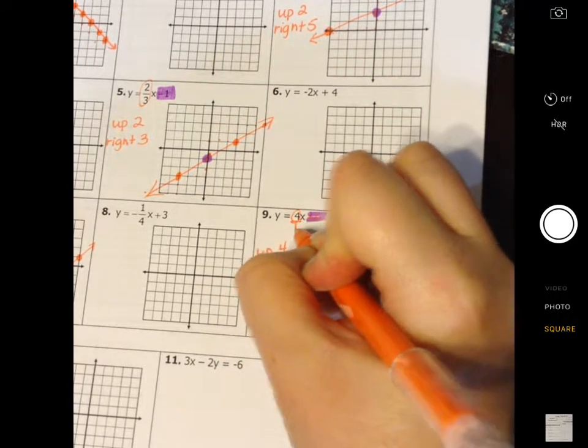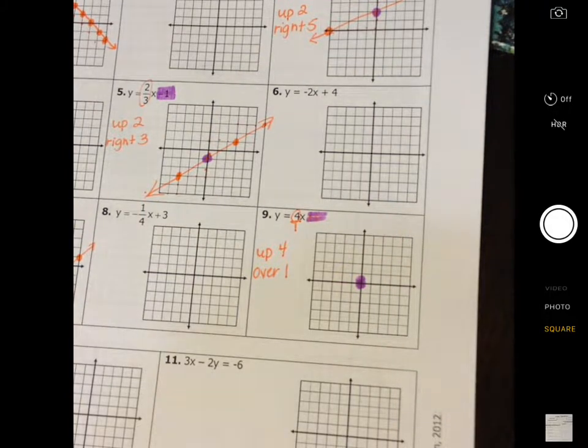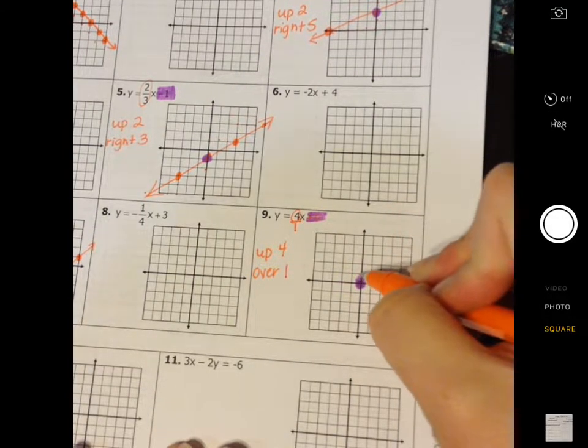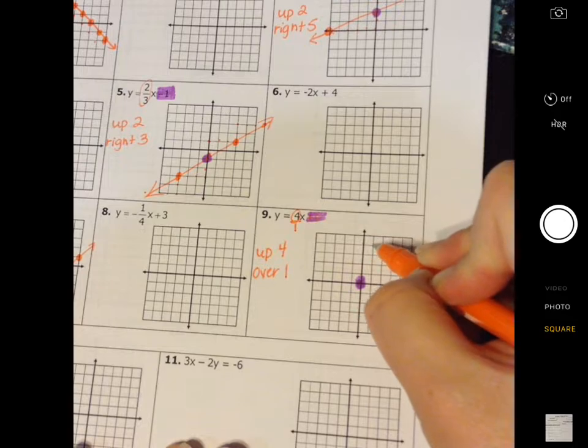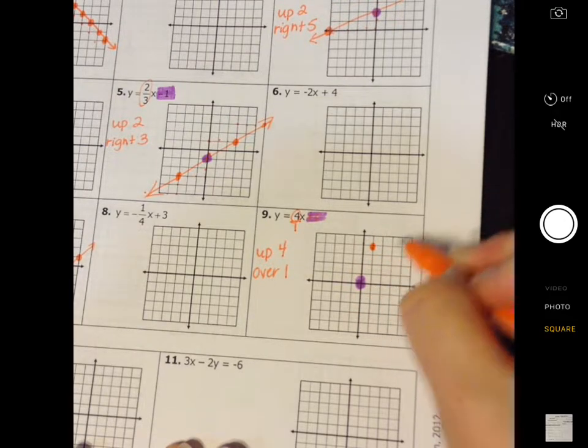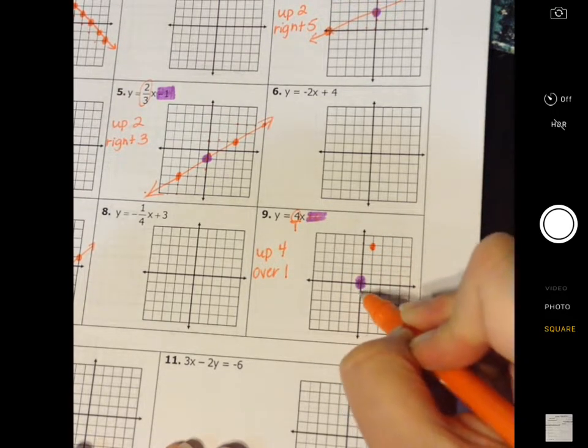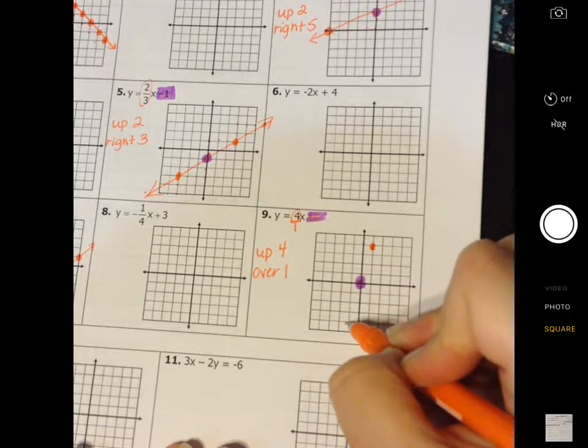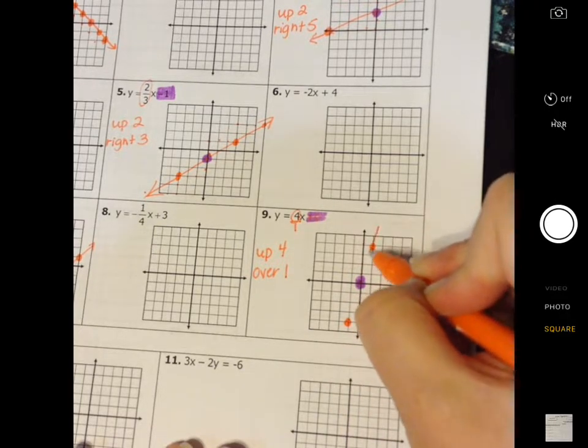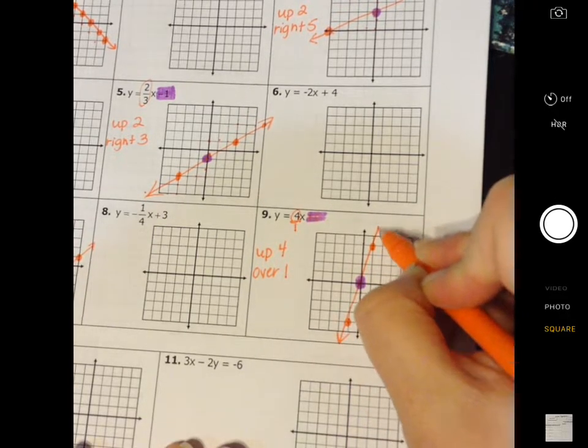Because remember, it needs to be a fraction. So technically it's 4 over 1. Up 1, 2, 3, 4 over 1. No more graph, so go opposite: 1, 2, 3, 4, left 1. That is a steep slope.